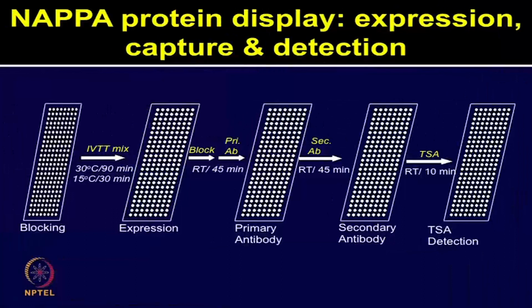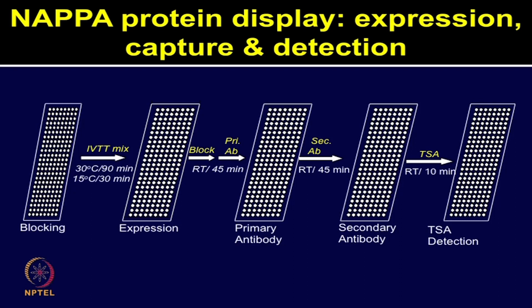Once the DNA is quality control checked, then you need to move on to the protein expression testing. In this slide, I have shown a schematic of various steps involved in performing NAPPA based protein expression. So, once you have a slide, you need to block the exposed area to avoid non-specific binding. Then you can use the IVTT system. So, the proteins are expressed and then you want to detect the signal.